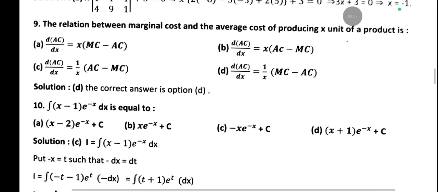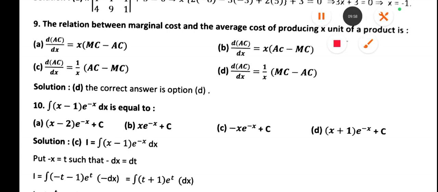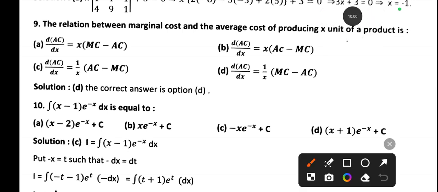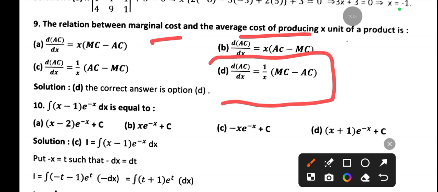Then the ninth one, the relationship between marginal cost and average cost, producing unit. So this is the formula: d by dx of average cost equals 1 by x into (MC minus AC). It's like a relation, remember, important also.